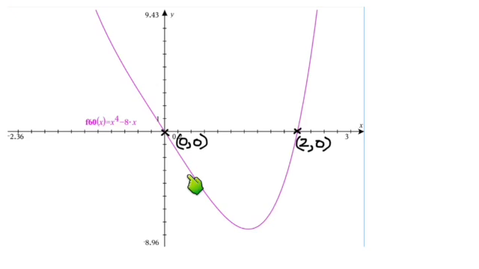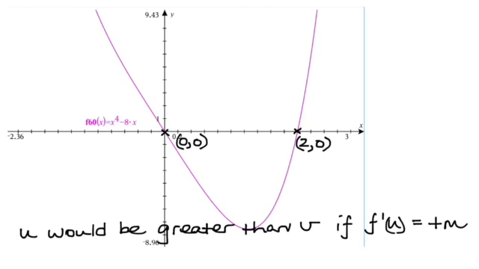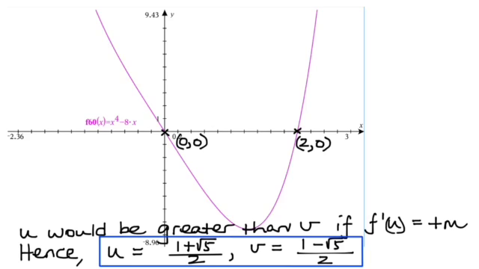Now there it is there. This part of the graph has a negative gradient, this part of the graph has a positive gradient, so you can see, guys, that u would have to be greater than v if the gradient of the curve at u is positive. So u has to be bigger, because it's over this part of the curve, compared to v, which must be in here somewhere, okay? So u is the bigger number, 1 plus root 5 over 2, and v has to be 1 minus root 5 over 2, and that's the answer. That was a lot for a 1 mark question.